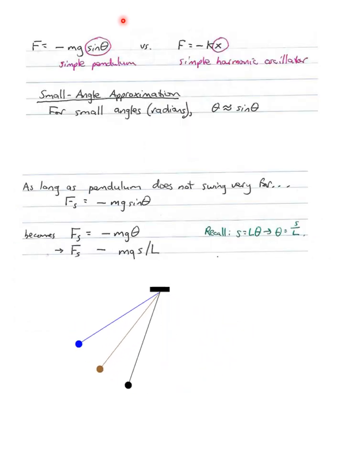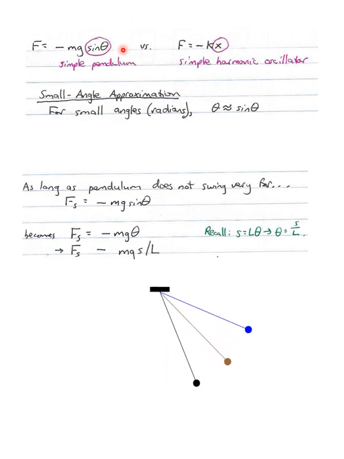And look at the contrast and comparison. For a simple pendulum, it's negative mg times sine theta. For the harmonic oscillator, it's negative kx. We have, first of all, the negative sign. Secondly, we have a constant that has something to do with the force that's bringing it back to equilibrium. In the case of the pendulum, it's the weight of the bob. In the case of the mass spring system, it's the stiffness of the spring. But in both cases, it's negative and then a constant.